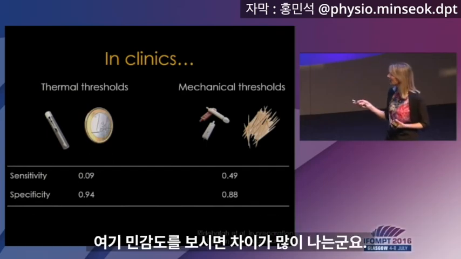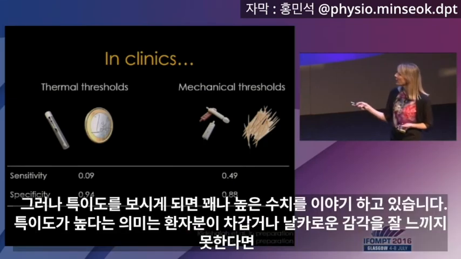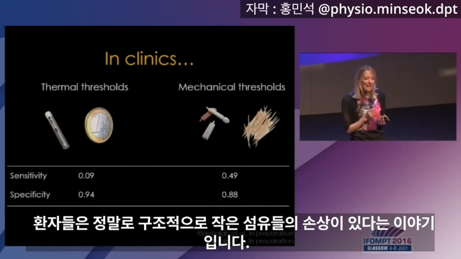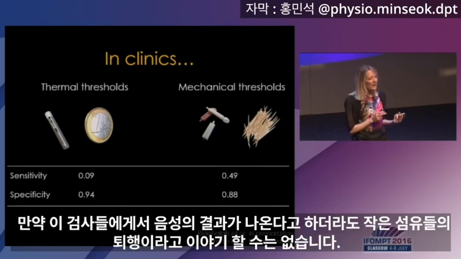And as you can see, the sensitivity is rather shocking, I would say. However, the specificity is really good, meaning that if a patient has indeed a problem feeling cold or feeling pinprick as sharp, it makes it highly likely that he has an actual structural loss of the small fibers. If you have a negative test, though, you can't say that this patient doesn't have a small fiber degeneration.